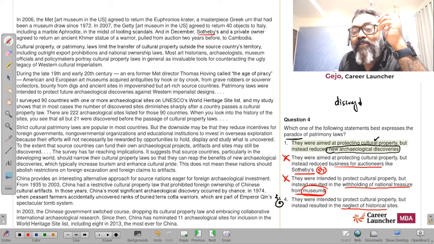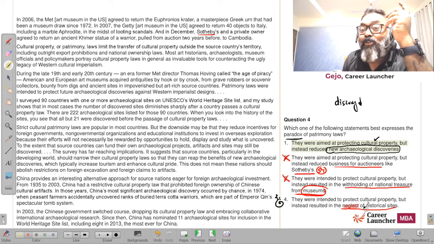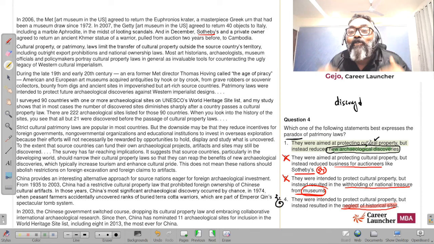Now, some people may pick this one up and say, okay sir, neglect of historical sites is possible. But there is no neglect of historical sites. They have to find the site first, they have to discover the site. After that, you neglect. The problem is they don't know the site at all. So where is the neglect? That is not the case.